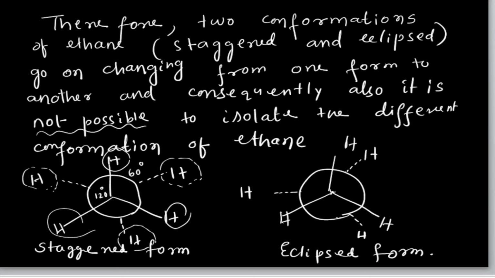These are the different eclipsed and staggered forms of ethane, and also the Newman projection, and the other one is the sawhorse projection. I hope it is clear to you.